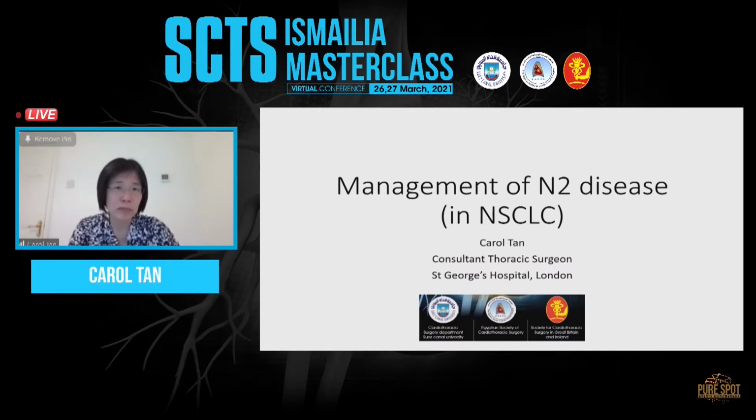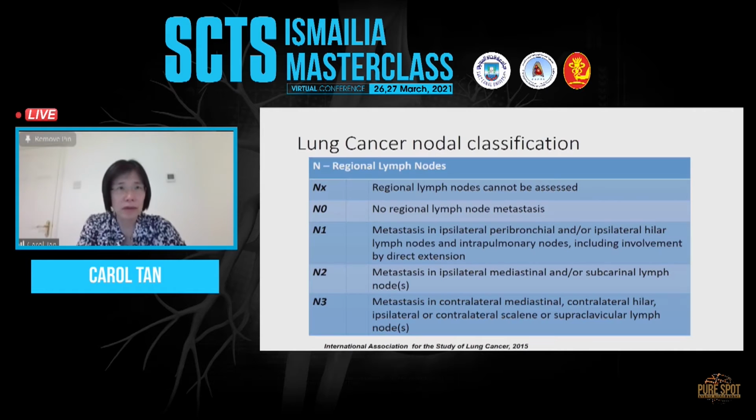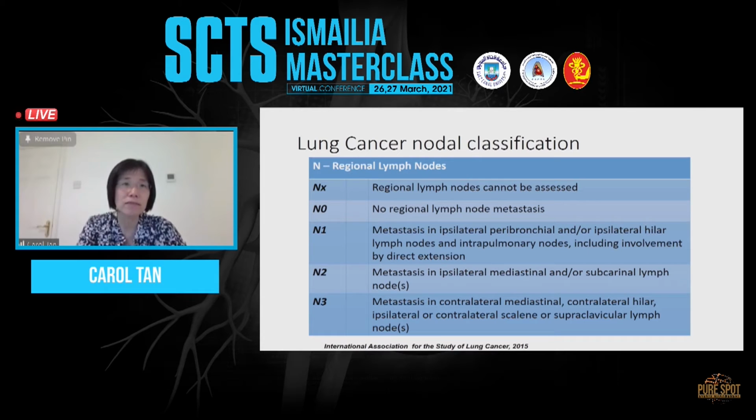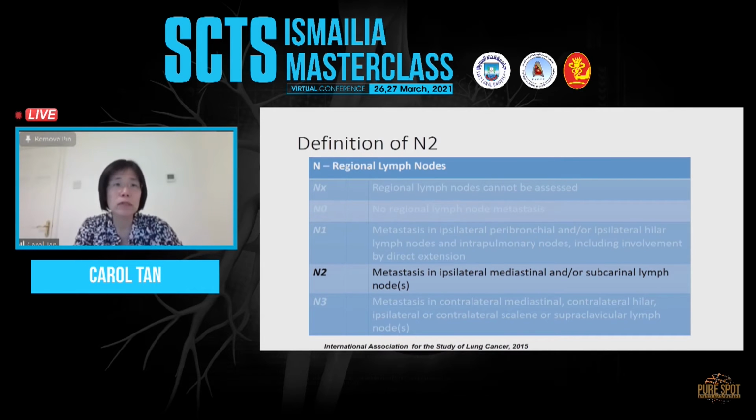You've already had the talk by Mr. Shah about lung cancer, and he's touched upon nodal disease, nodal classification in lung cancer being important. This is something you've already seen. In lung cancer, we use the anatomical position of lymph nodes to classify it rather than the number of lymph nodes as some other tumor sites might do. So we're focusing for this talk on N2. That is where there is metastasis in the ipsilateral, mediastinal, or subcarinal lymph nodes.